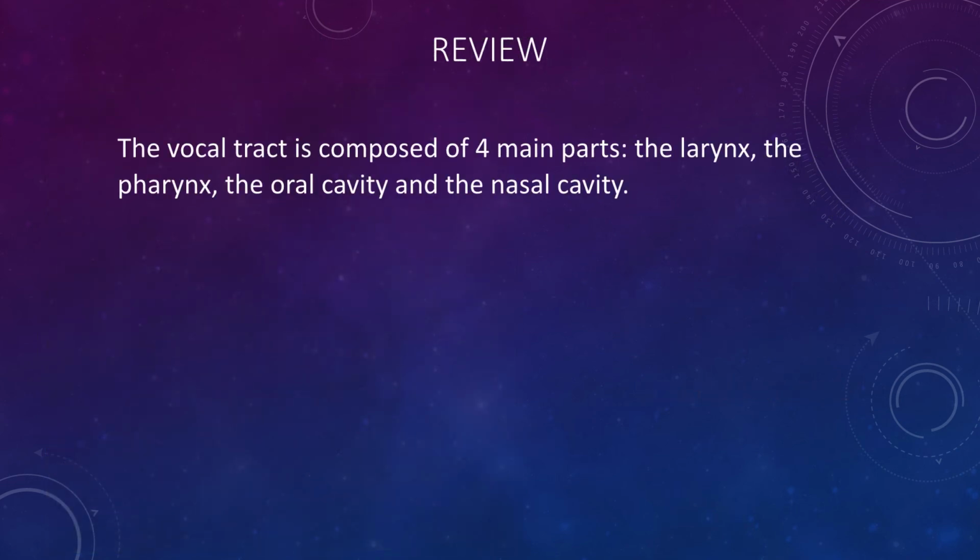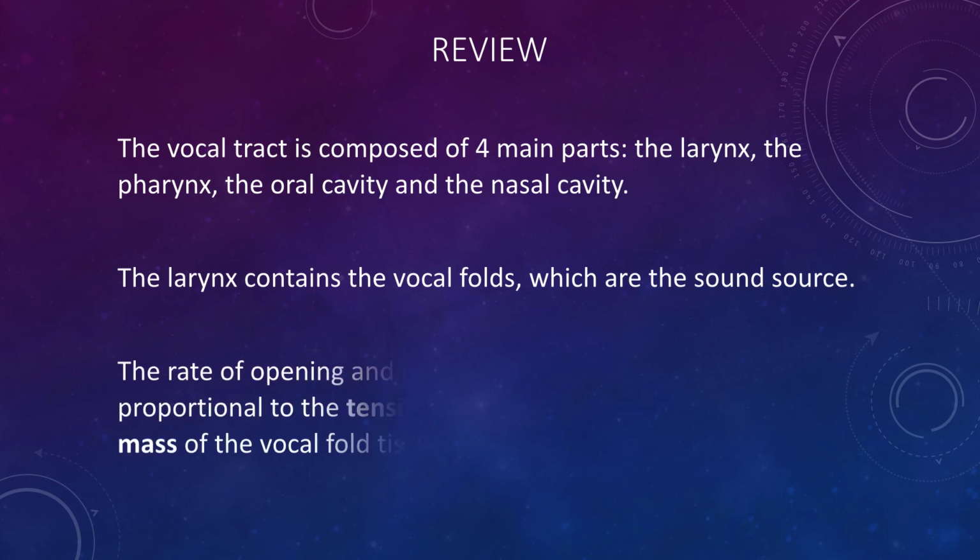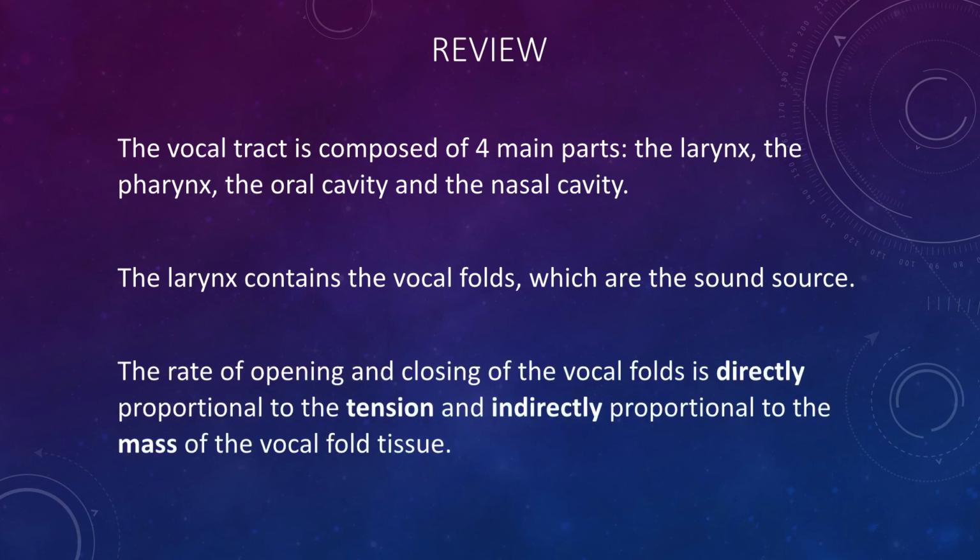To review, the vocal tract is composed of four main parts: the larynx, the pharynx, the oral cavity, and the nasal cavity. The larynx contains the vocal folds, which are the sound source. The rate of opening and closing of the vocal folds is directly proportional to the tension and inversely proportional to the mass of the vocal fold tissue.